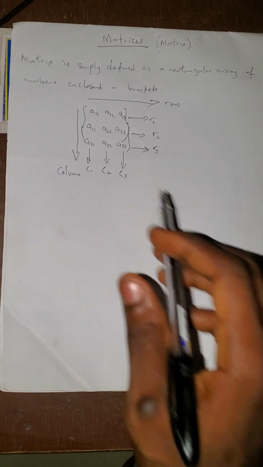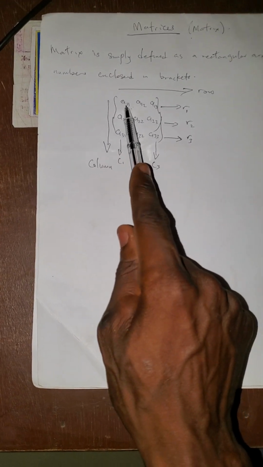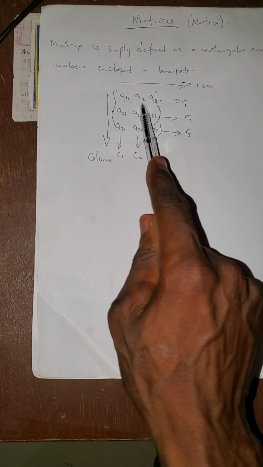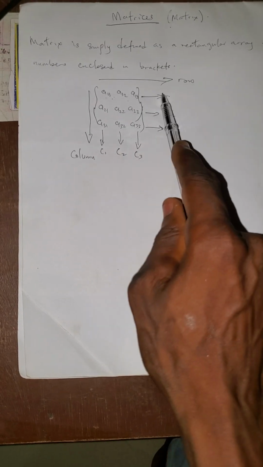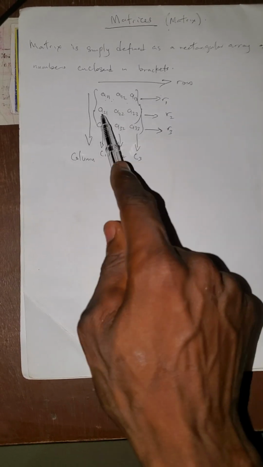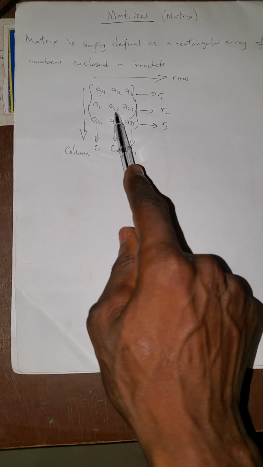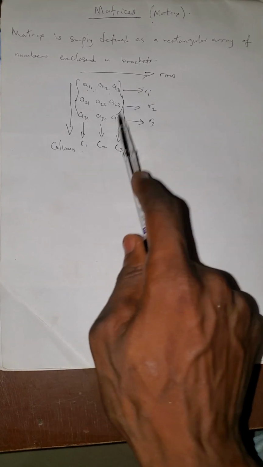Now when you check this A11, it means row 1, column 1. This belongs to row 1, but column 2. That's why it is A12. This one is A13. It belongs to row 1, but column 3. This one belongs to row 2, column 1. That's why it is A21. This one belongs to row 2, column 2. This one belongs to row 2, column 3. This one belongs to row 3, column 1, row 3, column 2, row 3, column 3. That is it.